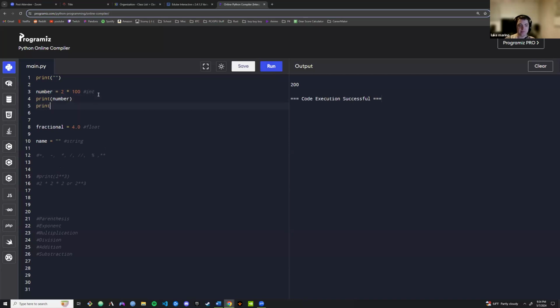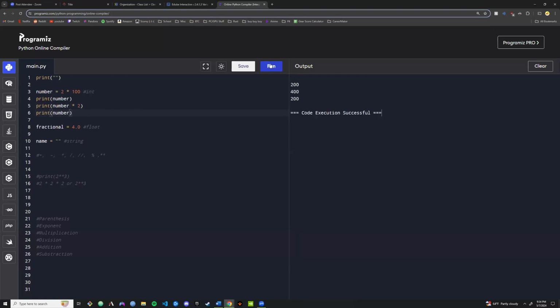Print number times 2. That's going to be 400 because 200 times 2 is 400. What happens if we print number again after this? Are we going to get 200? Are we going to get 400? What's going to happen? We'll go back to 200. It will go back to 200.